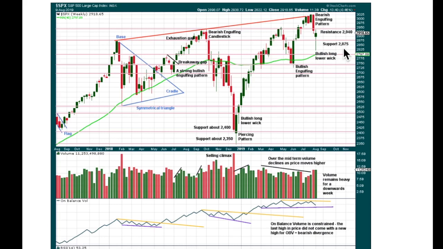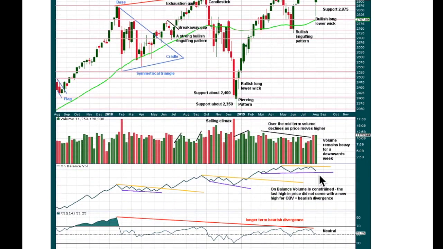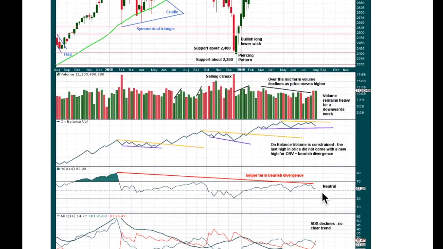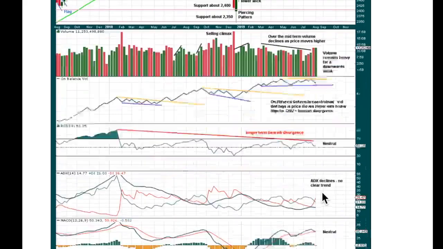I'll look out now for support about 28.75, resistance above 29.40, and then next resistance obviously about the last all-time high, about 3025. On balance, volume remains range bound. There's no signal this week. RSI is in neutral territory, plenty of room for price to rise or fall.